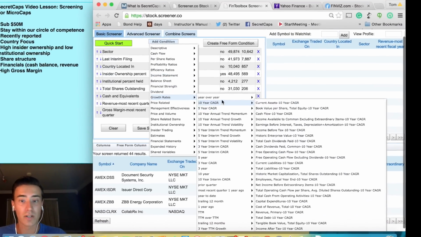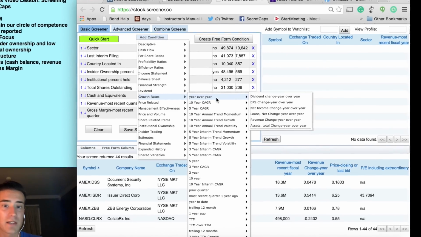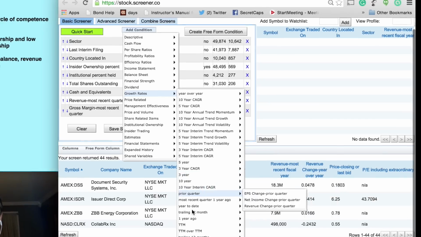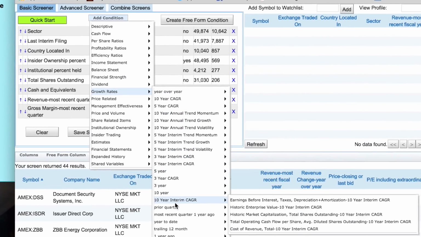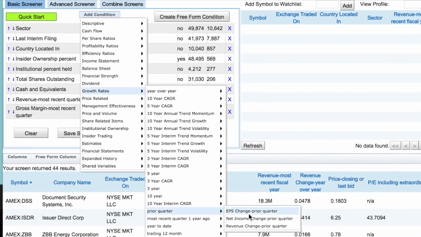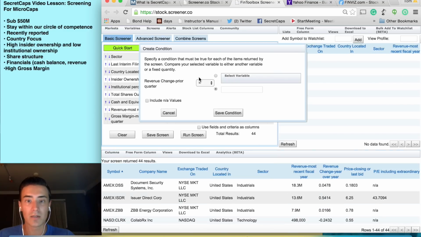You could do year over year, anything from EPS to revenue and everything in between. These get all confusing. There's a lot going on here with all you can choose from. I like to look at prior quarter revenue change, let's say greater than 0, so any growth. This will obviously weed out any companies that had negative revenue growth quarter over quarter. So go to greater than 0.